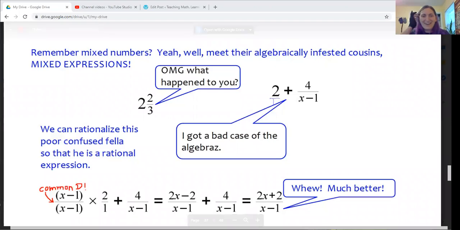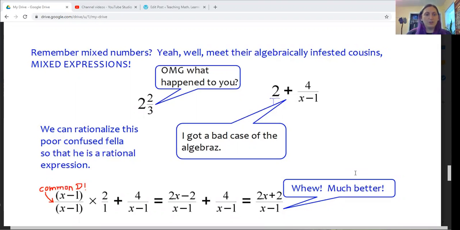And we're back. Gonna do some quick stuff with mixed expressions and complex fractions. Mixed expressions and complex fractions are a little mixed up, but not as complex as they sound. They look visually gross, but you know, we can simplify them. Remember mixed numbers? They're cousins that got infected with algebra.